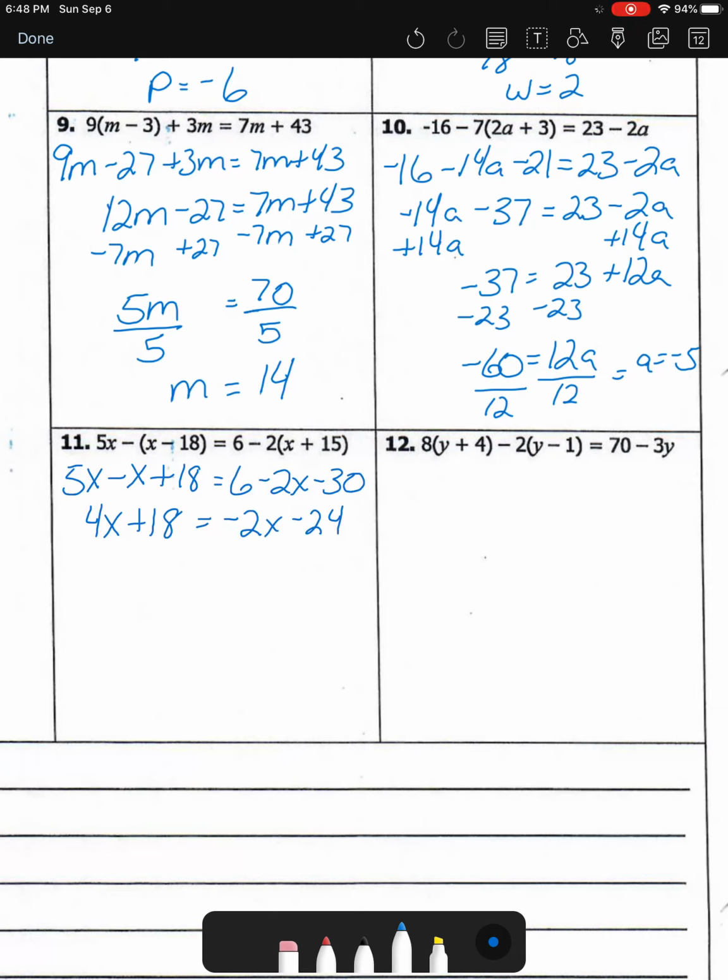And now, again, I'm back to that same exact spot. We just got to collect some like terms. Negative 2 is the smaller one, so we're going to add 2x. So that's going to give me a 6x. I'm going to go ahead and we can practice doing multiple steps in one line. So I'm going to subtract 18. So that's going to give me a negative 42. And we can divide by 6 and divide by 6 and find out that x is equal to negative 7.